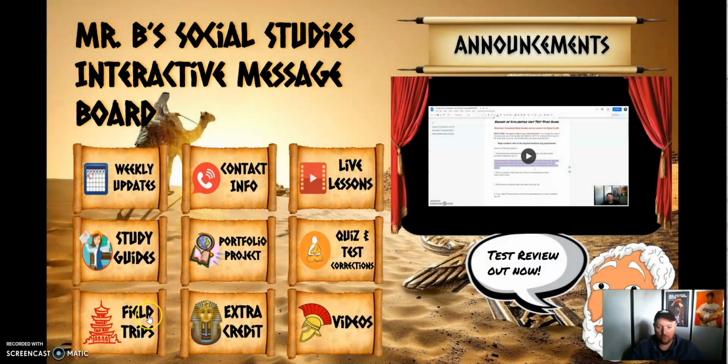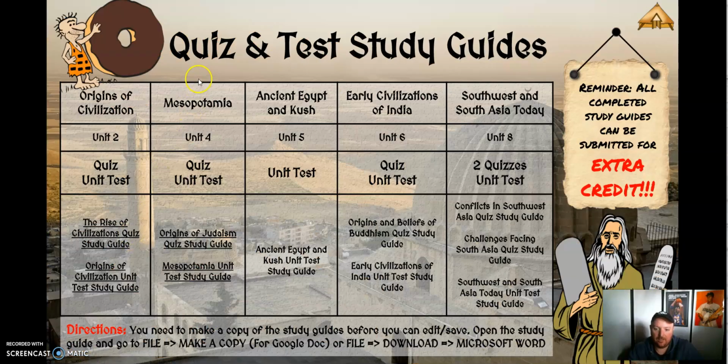As with all things study guides and reviews, we are going to start at the Social Studies message board. So we're at the message board and we are going to go to study guides. When we get to study guides, we're going to go to Mesopotamia, Unit 4, and then go to the Origins of Judaism quiz study guide right here. You can see I already have the Mesopotamia unit test study guide up. So if you want to get a head start and start working on that study guide, feel free. But for today, we need the Origins of Judaism quiz study guide.